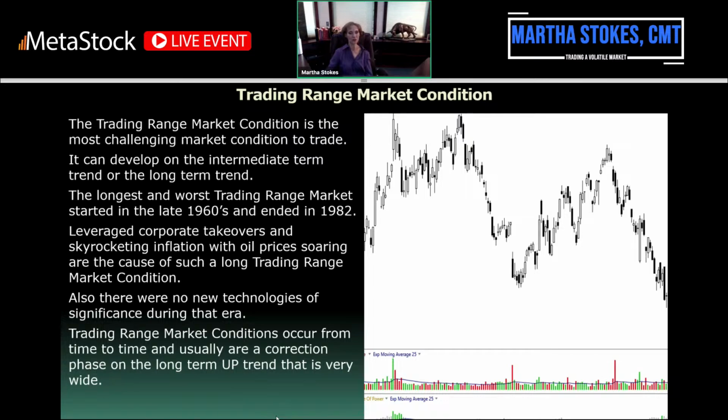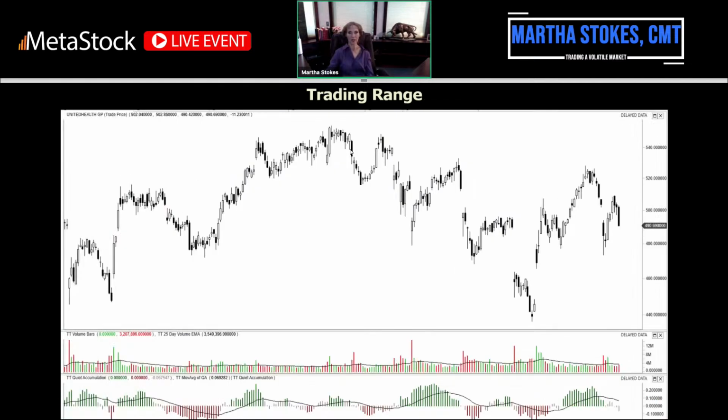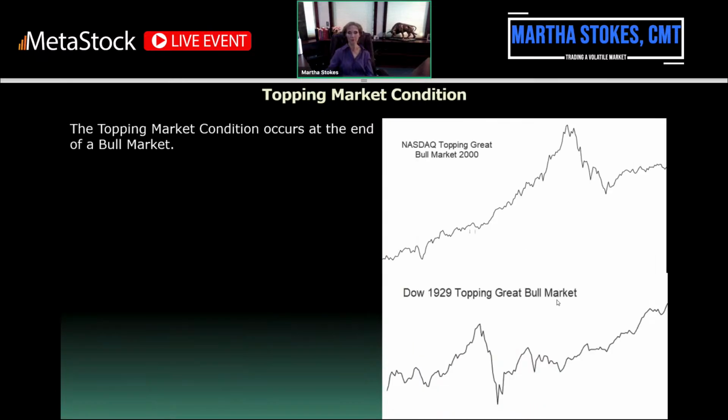Trading range market conditions occur from time to time and usually are a correction phase on the long-term uptrend that is very wide. Special training is required to profit from trading range market conditions. They're really tough. Most of the time, what we do in trading range market conditions is we find industries that are trending up or down. So this is a trading range condition that is very up and down, and it's very tough because you have all this intraday support and resistance, and these runs don't go up very easily or very well.